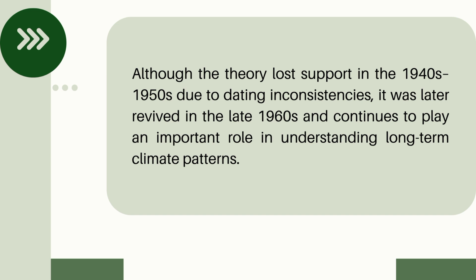Although the theory lost support in the 1940s to 1950s due to dating inconsistencies, it was later revived in the late 1960s and continues to play an important role in understanding long-term climate patterns. So, even though the theory lost support, it was later revived in the 1960s because this theory really plays an important role when it comes to long-term climate patterns. So overall, eccentricity, obliquity, and precession work together to change how much sunlight Earth gets, which affects our seasons and climate over a long time.